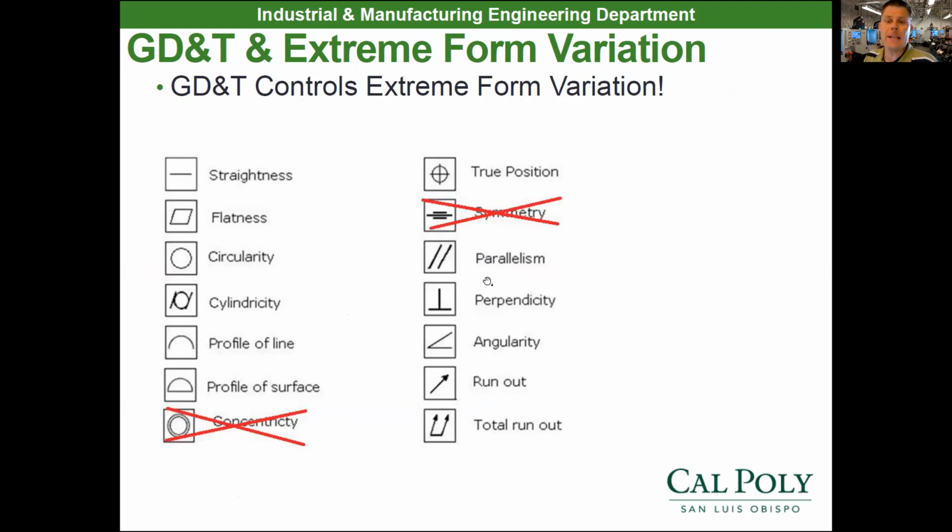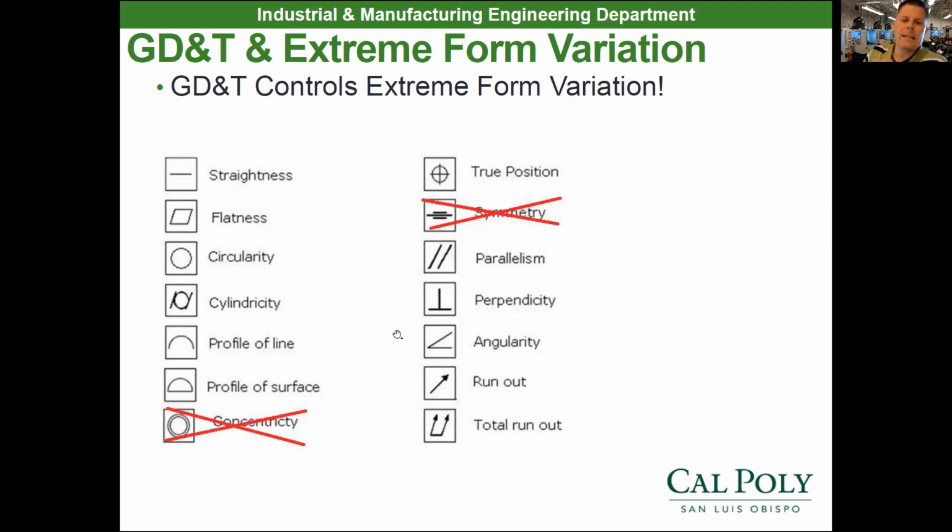Now, back in my day, there were 14 symbols. Nowadays, there's only 12. Two symbols went away, symmetry and concentricity, so we don't have to worry about those too much. We did everything with true position. That was symmetry and concentricity in the past. I don't expect you to remember that little detail, but I still show symmetry and concentricity in case you see them on a legacy drawing out there.